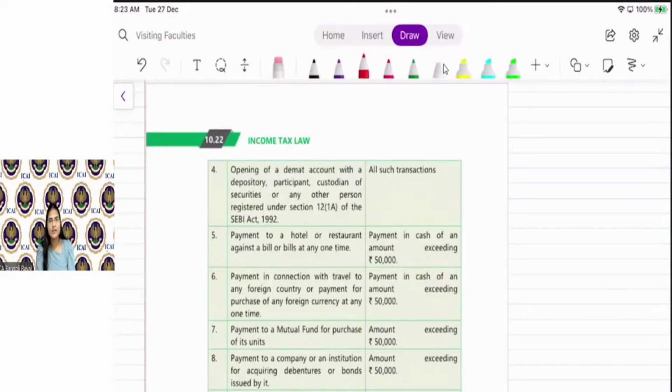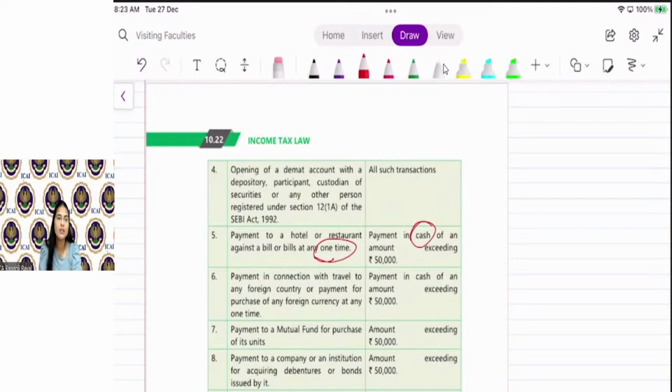Payment to hotel or restaurant against a bill or bills at any one time. Here they have written the words one time. So if you are paying a bill to a hotel at one time, a single payment, and the payment is in cash. If you are paying in any mode other than cash, then PAN is not mandatory.